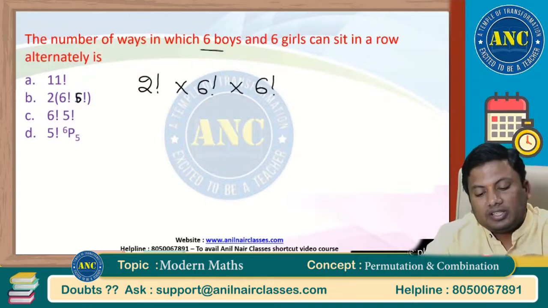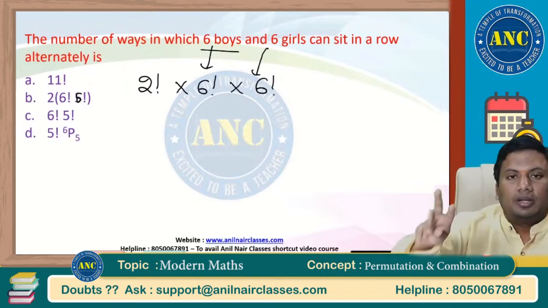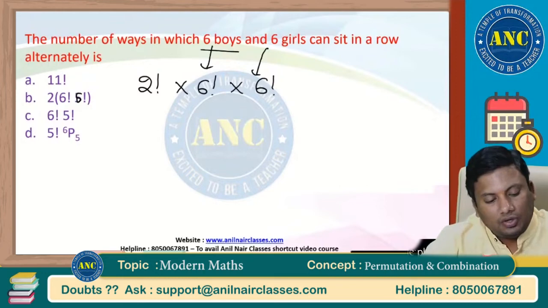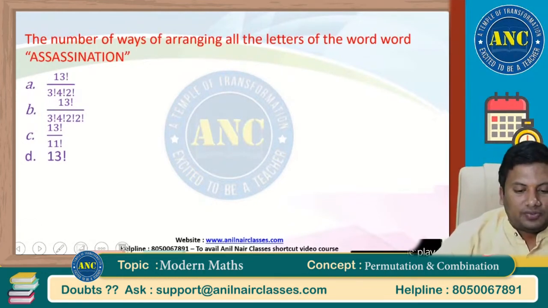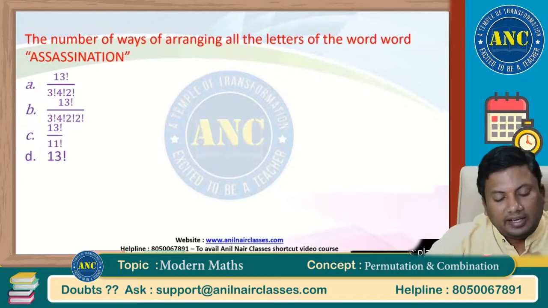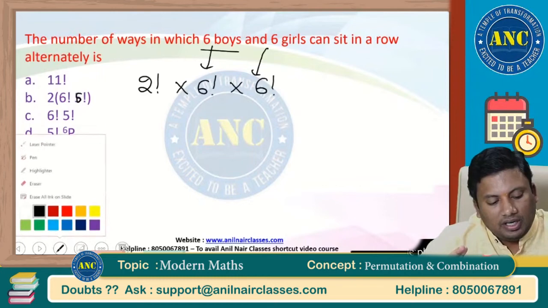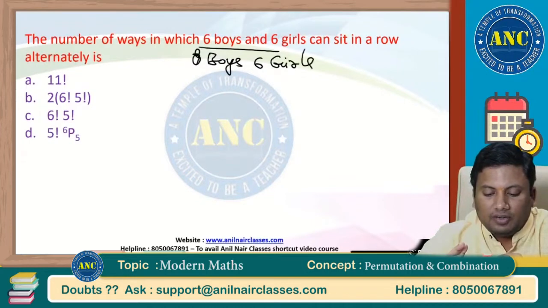So 6 boys can arrange among themselves in 6 factorial. 6 girls can arrange among themselves in 6 factorial. Both of them can be interchanged. So it is 2 factorial into 6 factorial into 6 factorial. I hope the idea is clear, right? Suppose the question is 8 boys and 6 girls. What will be the answer?